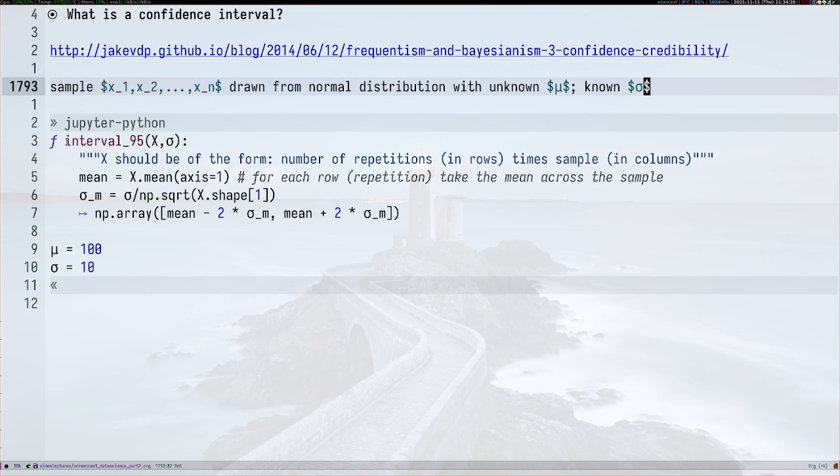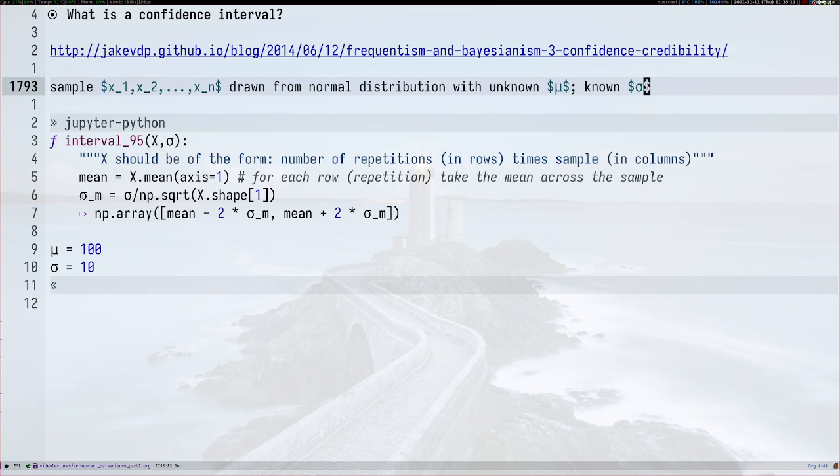So this function interval 95 expects to see a matrix X, where the rows in X form the repetitions of the experiment, and the columns in X are the outcome of one particular experiment. That is the 9 draws that we get out of our distribution. Given that X satisfies this criterion, the sample mean is the mean of X, where we take the mean across columns. So for each row, I'm going to get a mean. That means the mean is taken across columns, which is axis equal to 1.